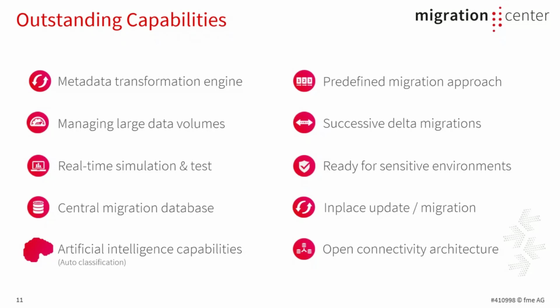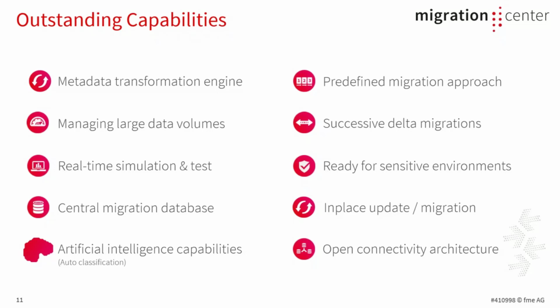Okay, so the outstanding capabilities, just to summarize it: it's definitely our transformation engine, which is really flexible and powerful. You can map and transform any kind of metadata, objects, folder structures, ACLs, access rights, things like that. It's really made for large volume. It doesn't matter if you have a small project or a really large project, Migration Center is fully scalable, and it provides any kind of features for those large migrations as well.